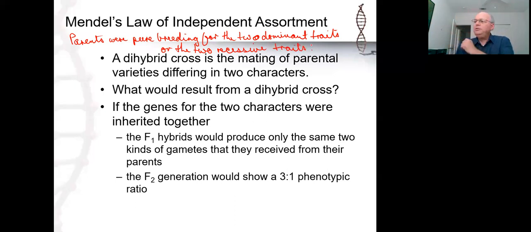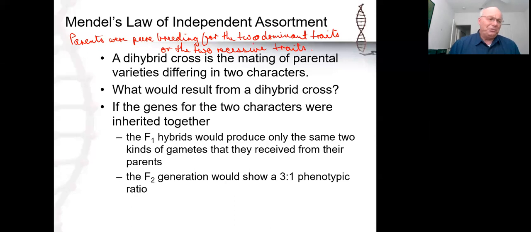So the way he set this up was not arbitrary. Again, Mendel never did anything arbitrarily. So he had parents that were pure breeding for the two dominant traits of the two characters he was looking at. And he had parents that were pure breeding for the two recessive traits of the two characteristics that he was looking at. So basically, this is an extension of what he was doing with the monohybrid cross.